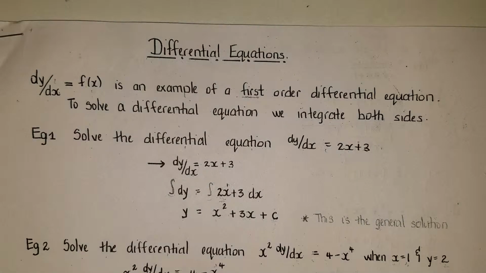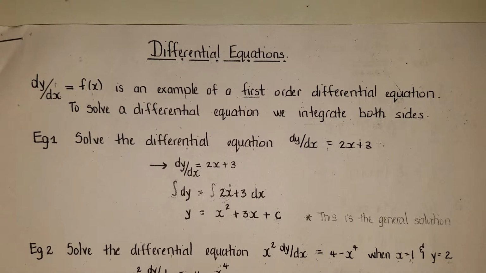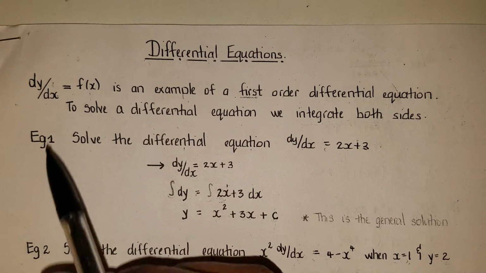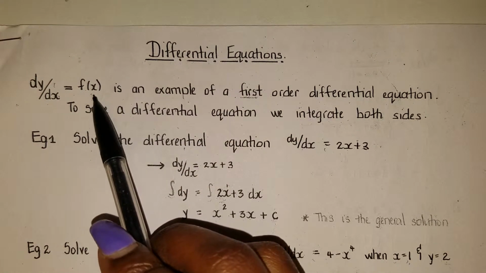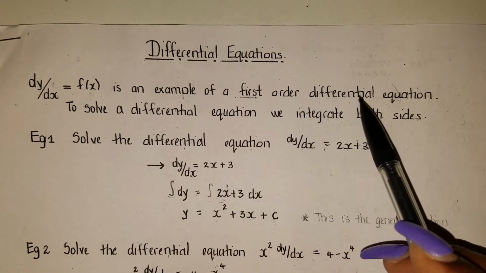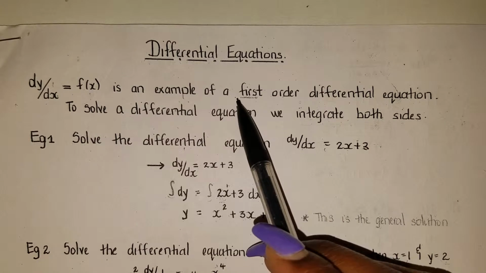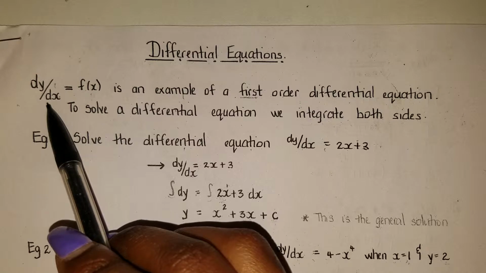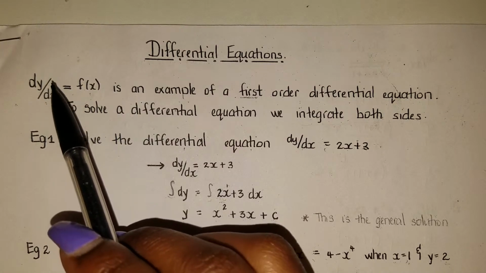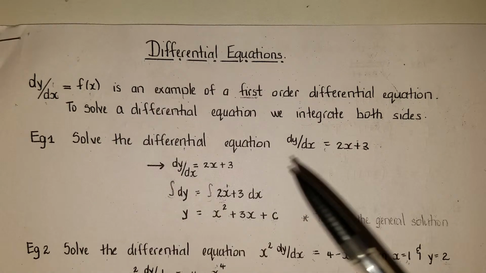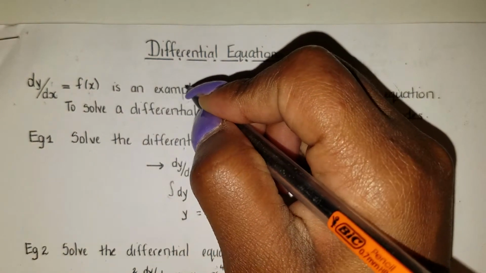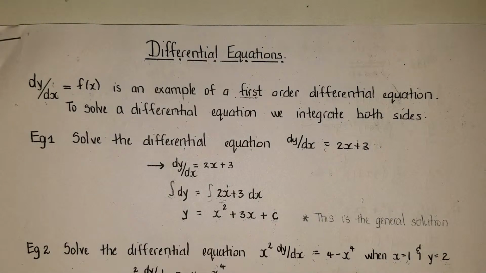Everyone, we are now at our last topic, which is differential equations. So let's jump into it. dy/dx equals f of x is an example of a first order differential equation. The term first order is because dy/dx is the first derivative. If it was d squared y upon dx squared equals f of x, it would be called a second order differential equation. But that's fine. You don't have to be concerned with that at this stage.